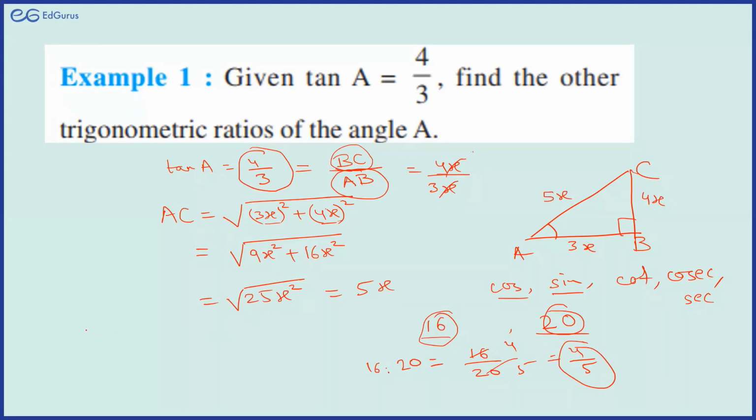Now you can find sine, right? Sine A is what? It is P upon H. So that is 4x upon 5x. The x cancels, so your sine A is 4/5. And similarly, you can find cosine, cot, cosec, and sec. Once you know all 3 sides of the triangle, you can find any of these trigonometric ratios.